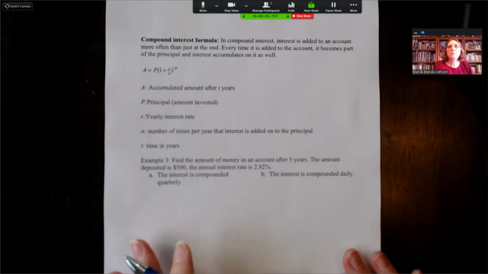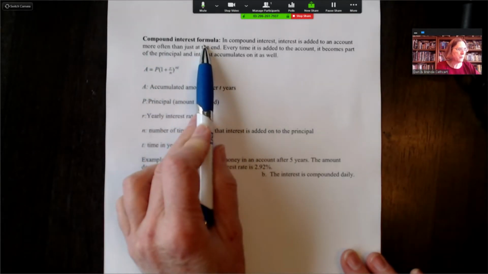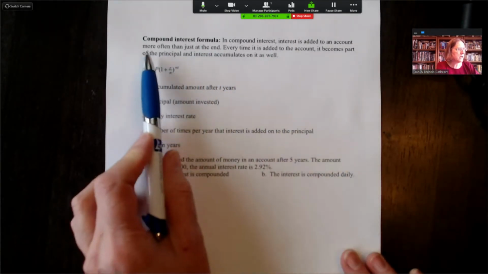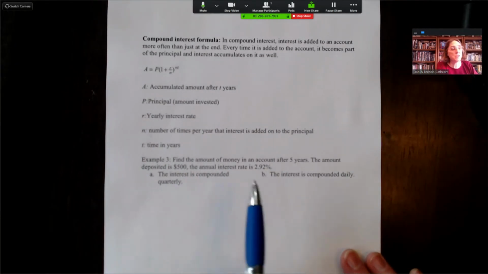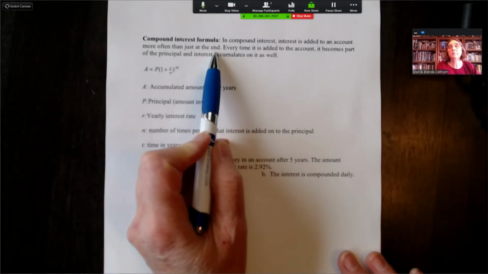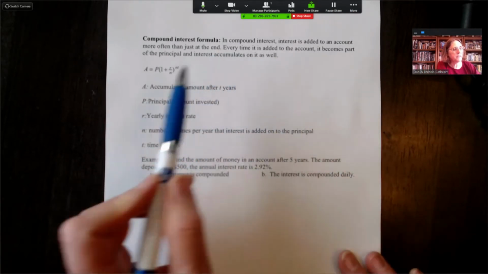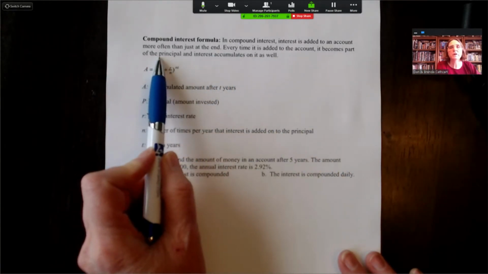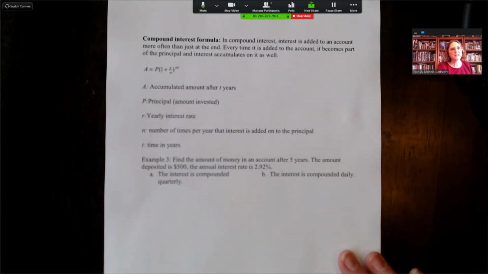Okay, now we're going to apply an exponential growth model to compound interest. In the compound interest formula, interest is added to an account more often than just at the end of the compounding period or the interest rate period. Every time interest is added to the account, it becomes part of the principal and interest accumulates on it as well. So the more often interest is added to the account, the more money that you'll end up with at the end of the growth period.